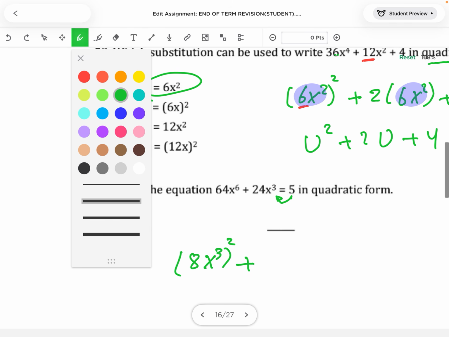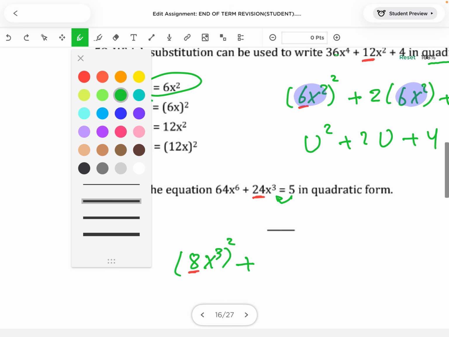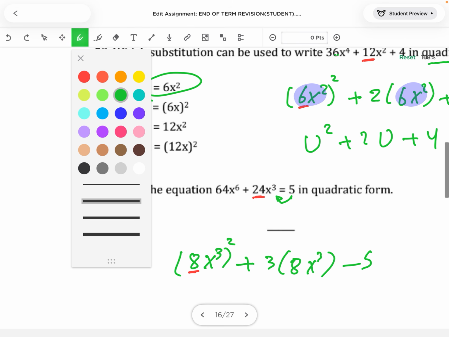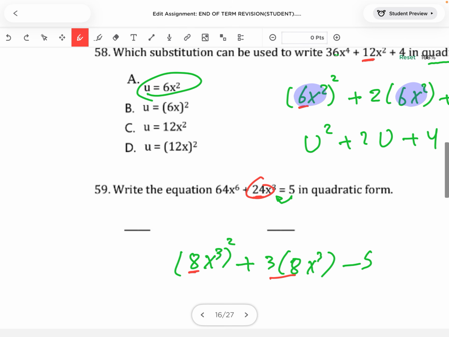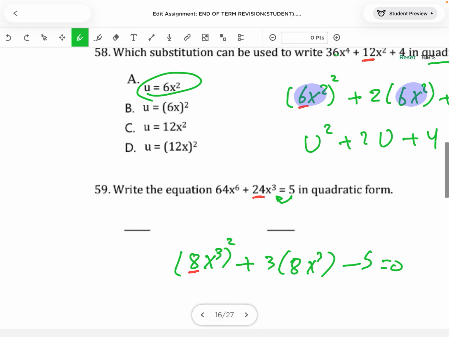Plus, same question, 24 is 8 times what? You tell me 8 times 3. So it will be 3 times 8x to the power 3 minus 5, because 3 times 8 is 24, which is the same. Equals 0. And this is my u. So u squared plus 3u minus 5. That's it.